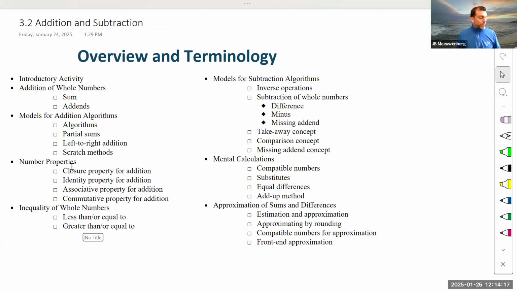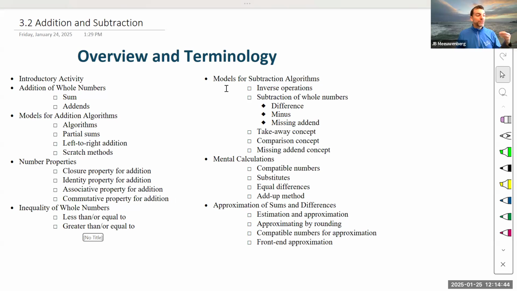Then we're going to get into number properties. And these properties we'll also investigate in later sections in this chapter as well. The closure property, identity, associative, commutative. These properties are so important that they have their own names, things we can do with whole numbers when we're adding. We'll talk about inequality of whole numbers, less than, greater than.